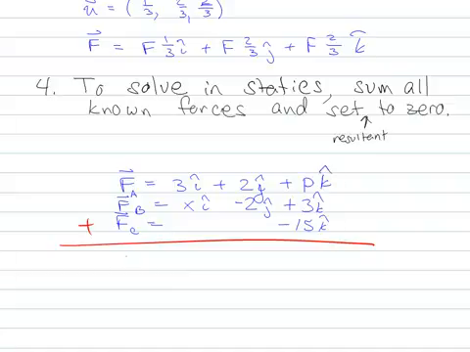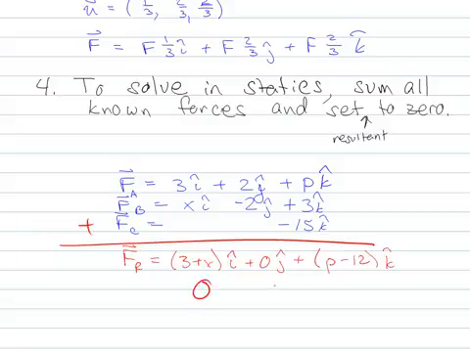Like that. There we go. Now I know I want my resultant to be 0, so it's going to be 3 plus X I hat plus 0 J hat plus P minus 12 K hat. But I know that I want each of these to equal 0, right? So that means that 3 plus X needs to equal 0, and P minus 12 needs to equal 0. So I can use this to find my unknowns.